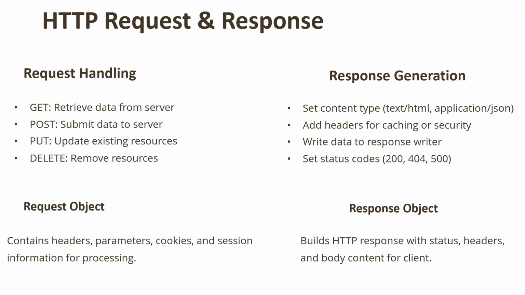Next is response generation. In this, the servlet sets the content type, adds headers, writes data, and sets status codes like 200 or 404. The response object then sends the final output back to the client. In short, the request comes in with data, the servlet processes it, and the response is sent back with results.